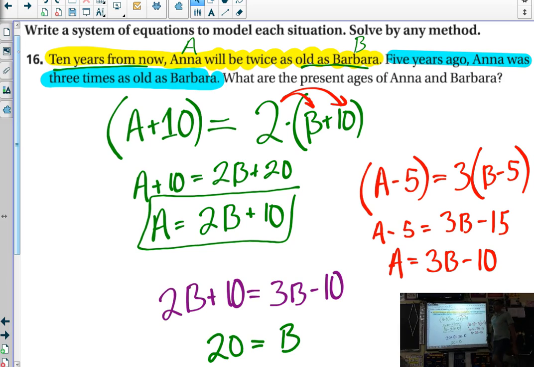And we found an answer. We found that in 10 years, Anna was going to be 50 and Barbara was going to be 25. And that was wrong. But it worked for that situation. Anna will be twice as old as Barbara. Sure, 50 is twice as old as 25. We made it work. Both situations have to be taken into account at the same time.